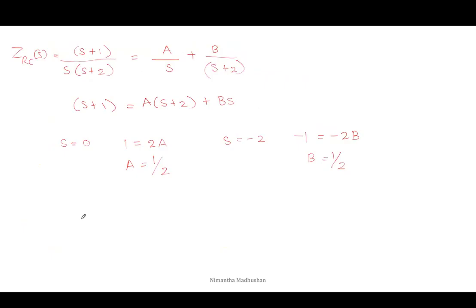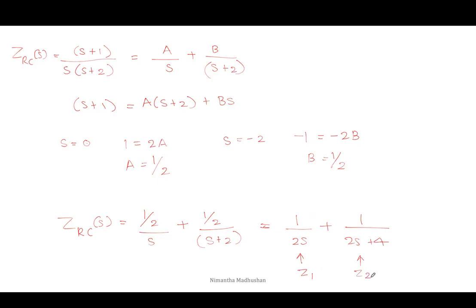Then I can write the partial fraction expansion again. Z_RC(s) is equal to 1 over 2s plus 1 over (2s + 4)... that is, (1/2)/s plus (1/2)/(s + 2), which is the partial fraction expansion. Then we have to find what components are given by each impedance part. This is Z1 and this one is Z2.